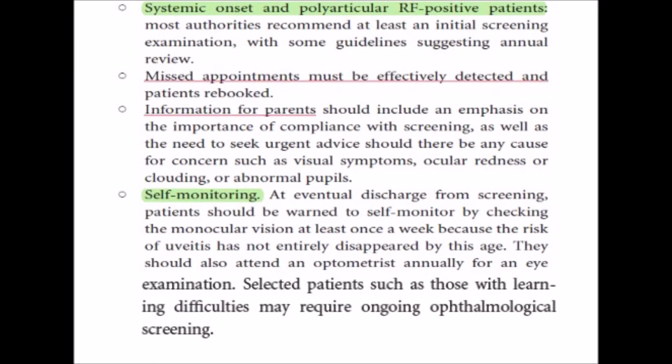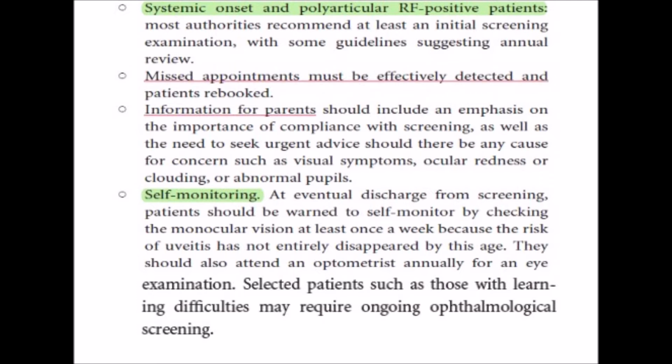Systemic onset and polyarticular RF positive patients, most authorities recommend at least an initial screening examination with some guidelines suggesting annual review. Missed appointments must be effectively detected and patients rebooked. Information for parents should include an emphasis on the importance of compliance with screening as well as the need to seek urgent advice should there be any cause for concern, such as visual symptoms, ocular redness or clouding, or abnormal pupils.